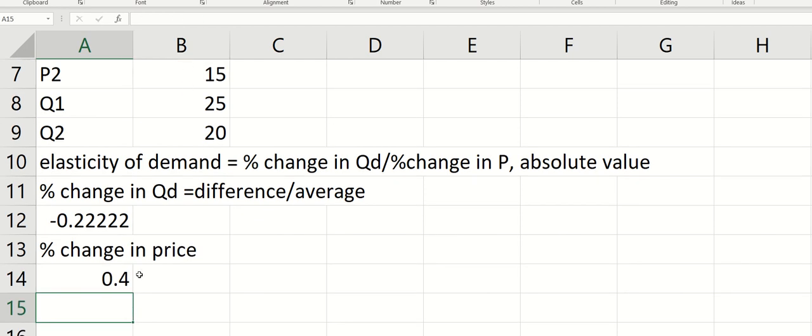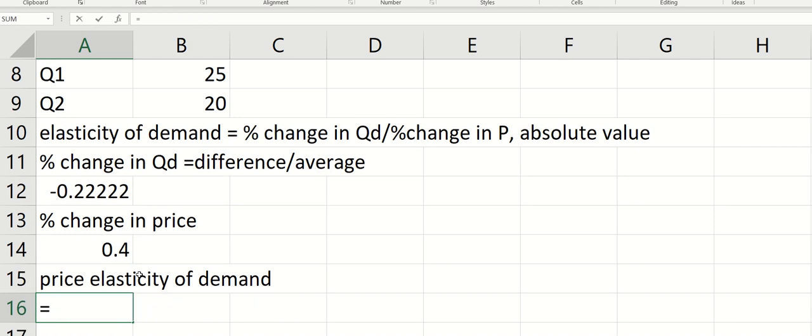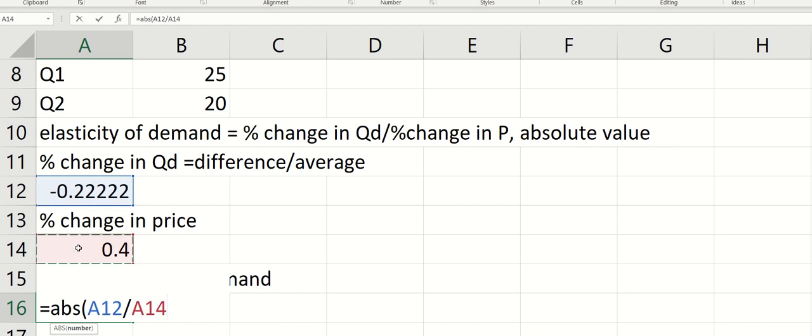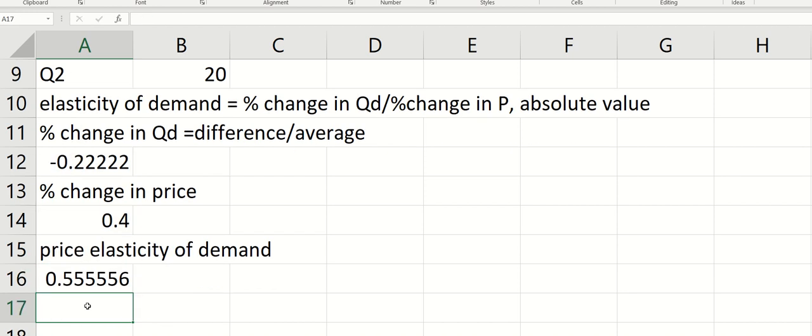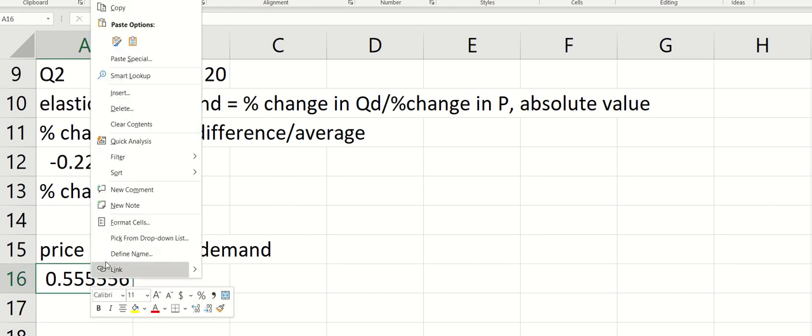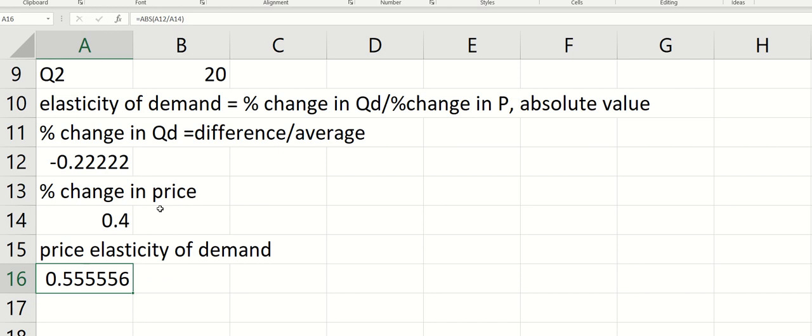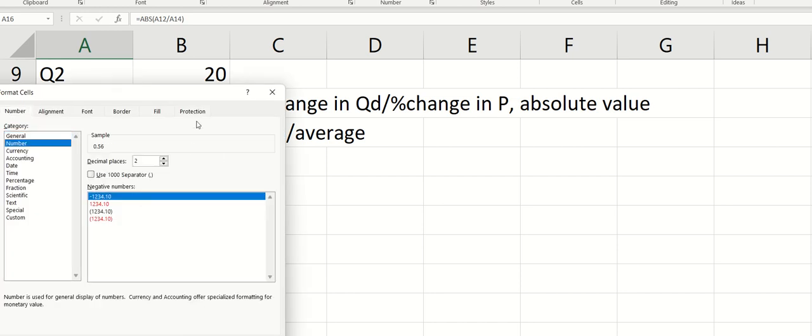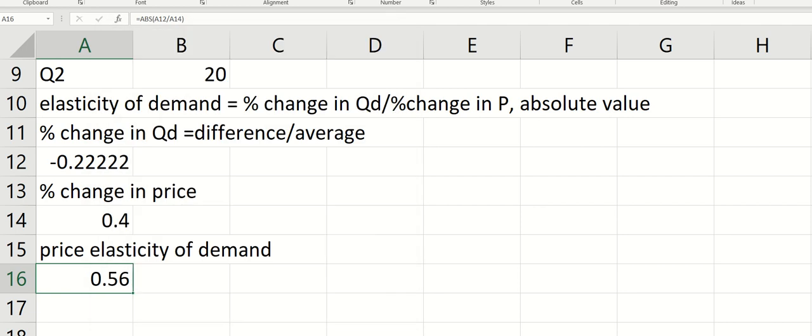All right, and then last step, our price elasticity of demand. This equals, now we're looking for the absolute value, so type in ABS, which stands for absolute value, and then open parenthesis, change in quantity divided by the change in price. And that's our price elasticity of demand. Now we want the answer in 2 decimal places. So right click, format cells, and then give me numbers in 2 decimals. So the answer is 0.56.